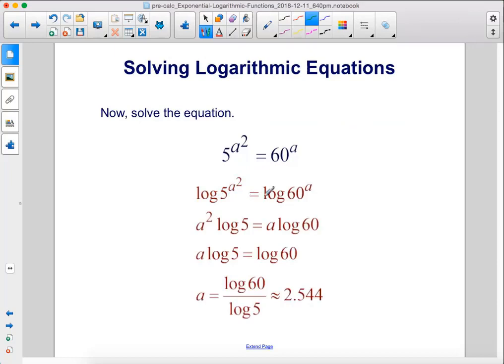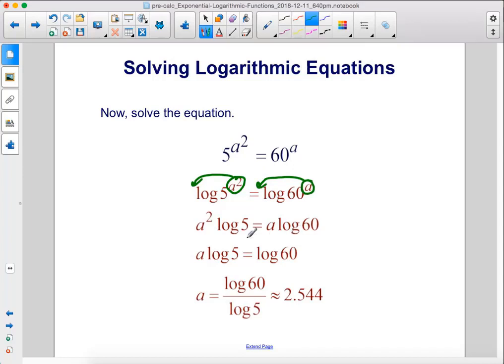We take the log of both sides, and then this exponent here is going to become a coefficient. So we bring that a squared down in front. We have a squared log 5. This a will also become a coefficient. So we have a times log 60.